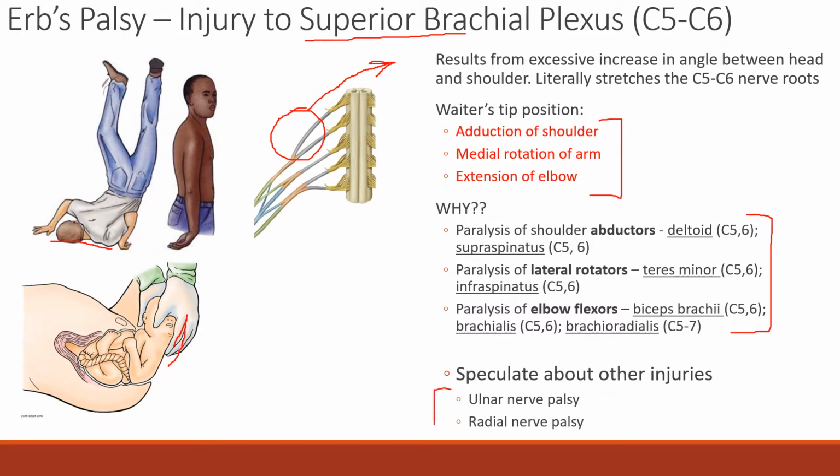All right, and then I've also asked you to speculate about other injuries. We don't see in this picture an ulnar or radial nerve palsy, but think about what injury could cause the ulnar nerve to be damaged. What symptoms will result? What injury could damage the radial nerve and what symptoms would result? All right, so that's another activity you can try as you're studying.